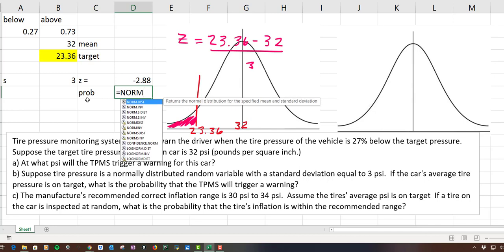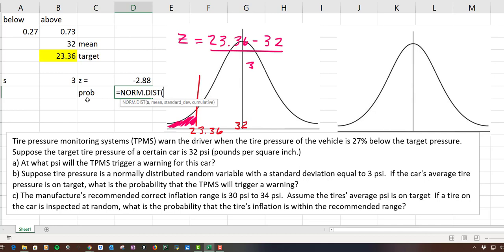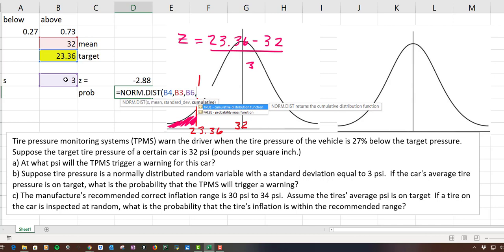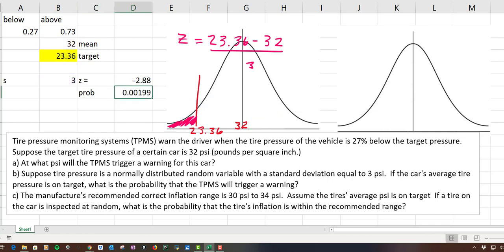And that's using this norm.dist, hence normal distribution. Notice when I open the parentheses, it tells me what it wants. It wants my X value, which is my target. This would be a good way to show how to reference cells. And then it wants my mean, which is the 32. And then the standard deviation. And cumulative says to add from all the way at the bottom up to that 23.36, which certainly I want to do. You can put true, or 1 is the same thing as true. And when I hit enter, that's the probability.